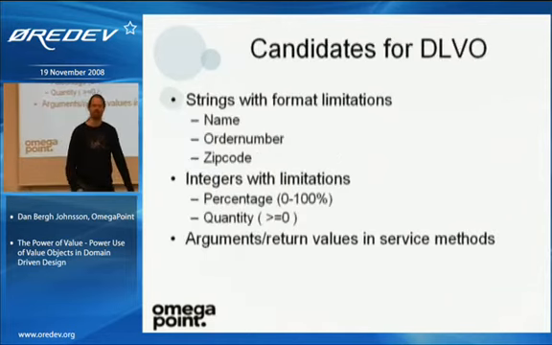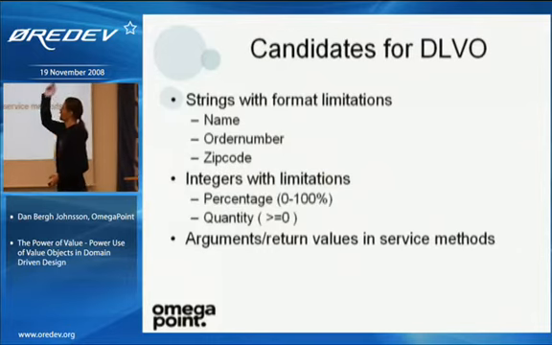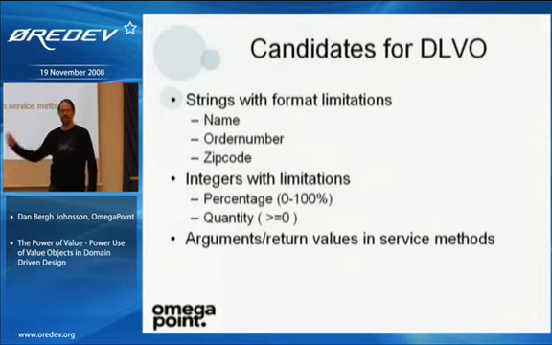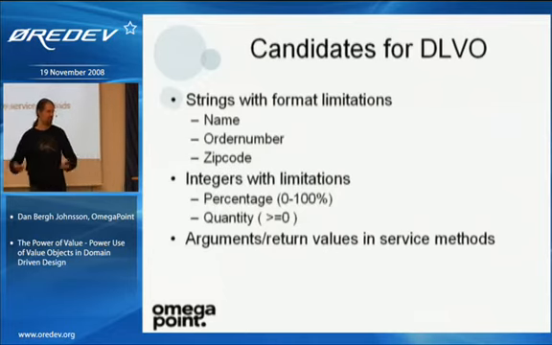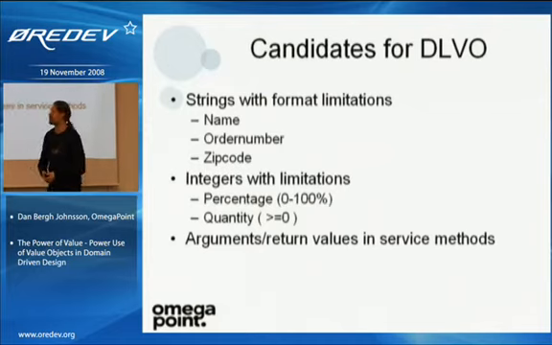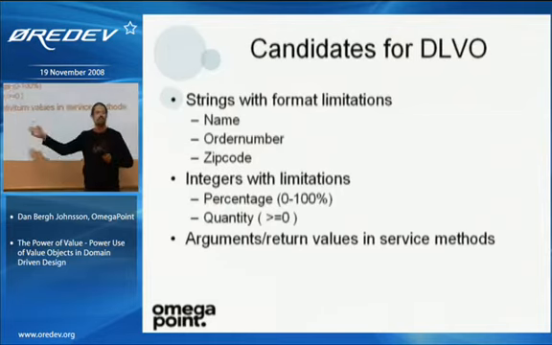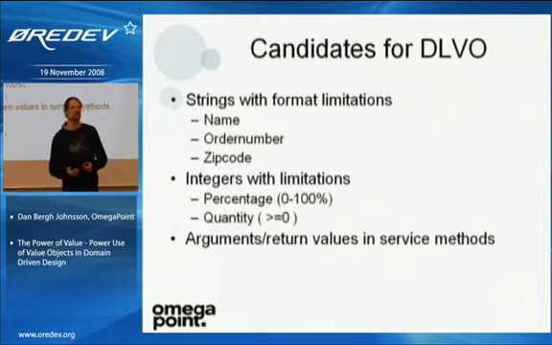Okay, so some candidates for this kind of domain logical value objects. Well, wrapped strings. Name cannot be an arbitrary ASCII or Unicode string. There are restrictions. Order number might be 6 digits, but the first one must be higher than 2. Zip codes, etc., etc. Integers with a limitation. If you got a discount, then the percentage might be between 0 and 100. Quantity might need to be bigger than 0.